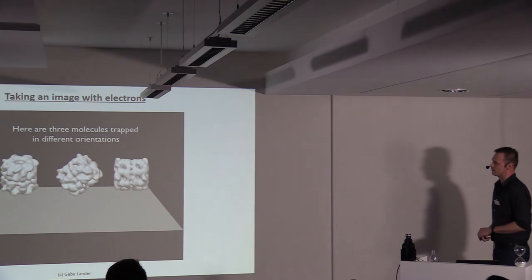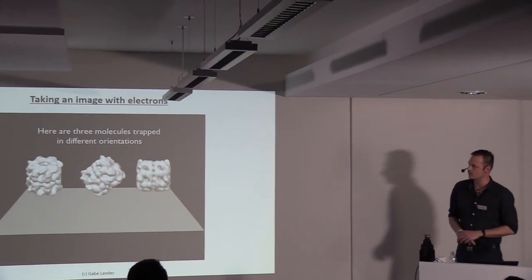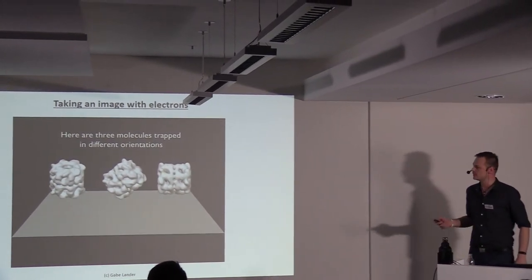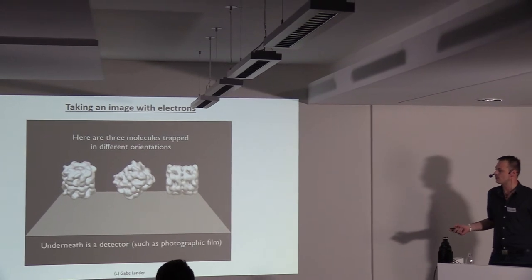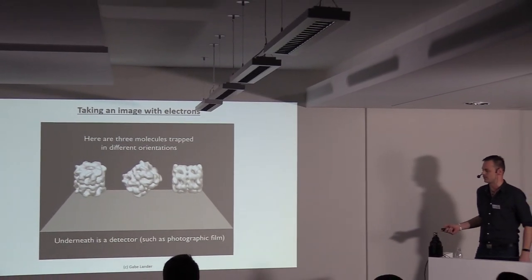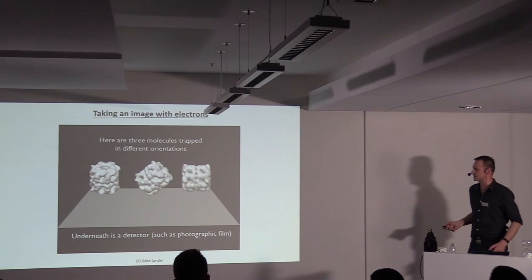Okay, so how does this work in the microscope? Here we have an example of three molecules trapped in different orientations. The electron beam will come from top, underneath in former times photographic film, now direct electron detectors.